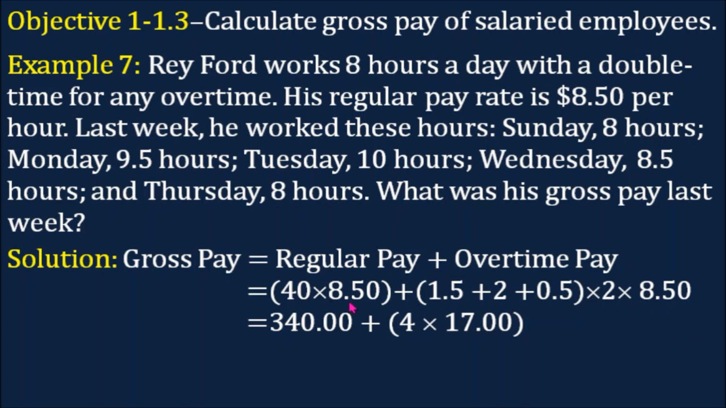40 times 8.50 is 340. Then 1.5 plus 2 plus 0.5 is 4. And then 2 times 8.50 is 17. So simplifying furthermore, we get $408.